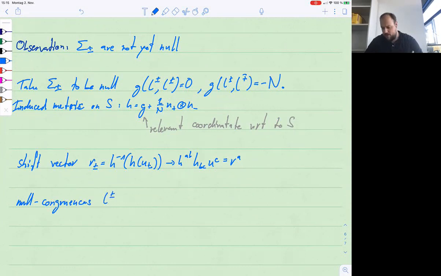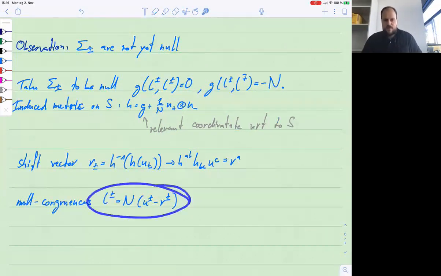L plus minus, and this is the normalization N, U plus minus minus R plus minus. So that now tells us, well, we have some spacetime and we foliate in some weird way, but we don't care. And we want to bring it into the double null foliation. We have to define all the quantities I told you about, and then do this difference, and we automatically get the null curves.